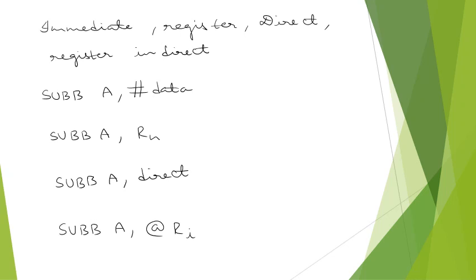SUBB A, @Ri for register indirect addressing mode. So the example is SUBB A, #25H. So this will perform A minus 25H minus carry flag, and the result will be stored in A.